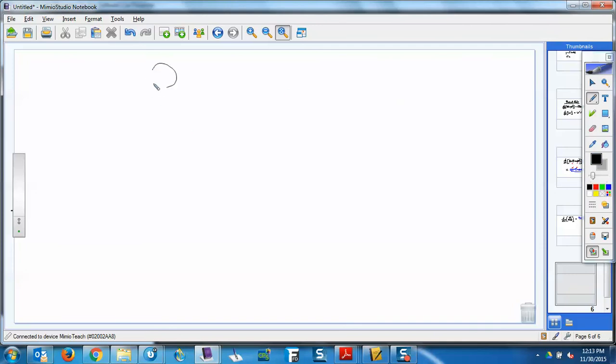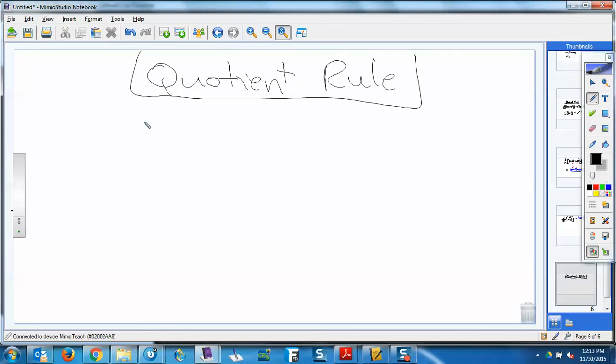So, the quotient rule. Now, I'm writing it out both with F and G's, and I'm going to write it out with U's and V's, which is how we'll usually remember it, but there is a homework problem or two where you want to write it with F and G, because they don't give you equations, they give you a table of values, and I'll show you what that means in a minute here.